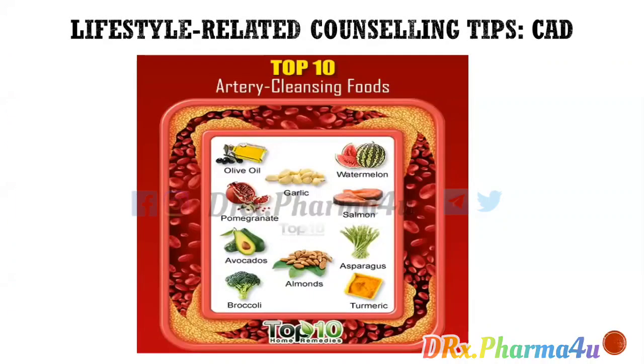For coronary artery disease, you can take all these foods. We have olive oil, we have garlic, pomegranate, avocados, almonds, broccoli, turmeric, asparagus. Asparagus is a bit costly. Salmon is actually a fatty fish. Fatty fish is rich in omega-3 fatty acids, which is good for the heart. And definitely watermelon. Watermelon is excellent. So this actually helps in cleansing your arteries. So that is also good.